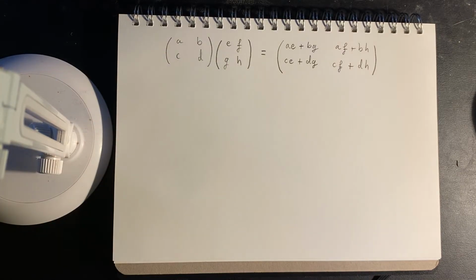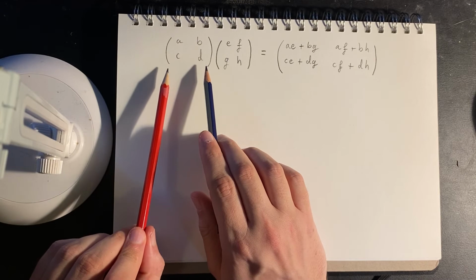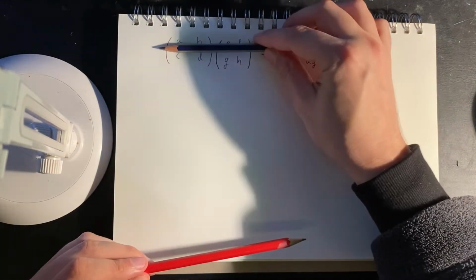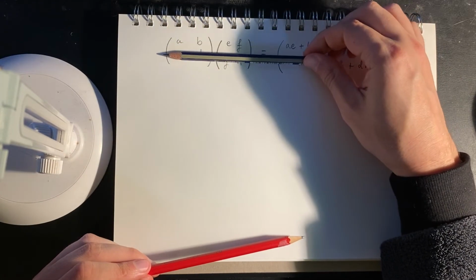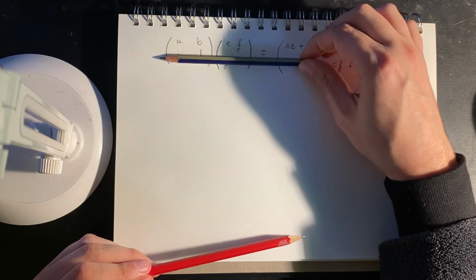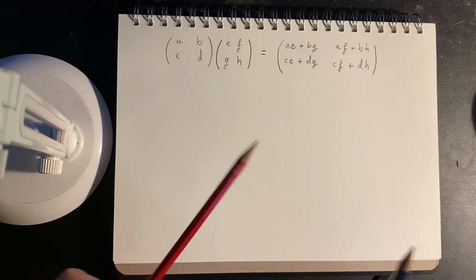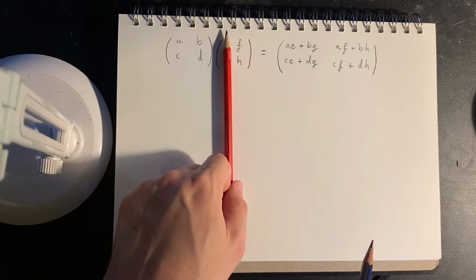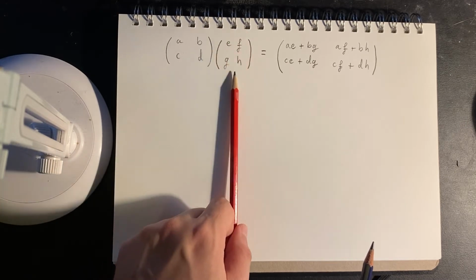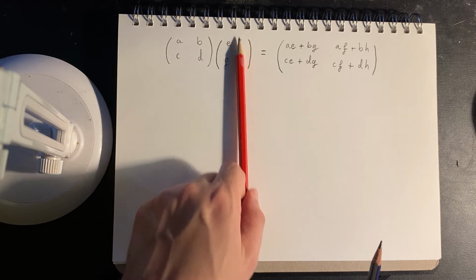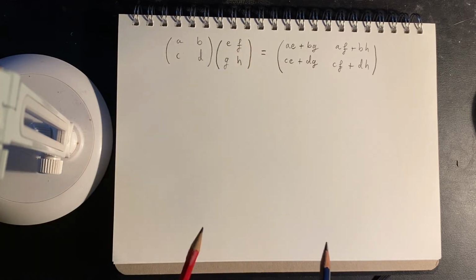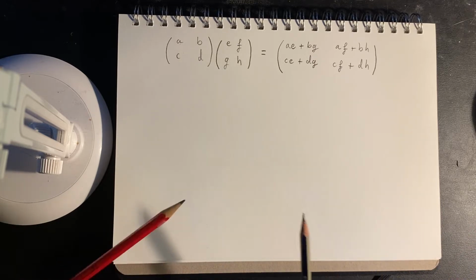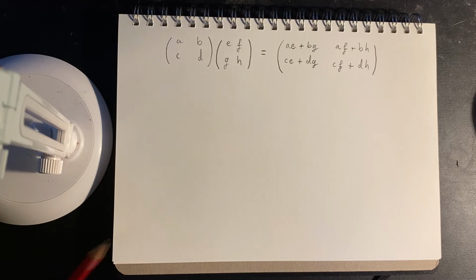So matrices have rows and columns. Each of these going across is a row. So AB is the first row, CD is the second row. And then each of these going up and down vertically is a column. So EG is the first column of this second matrix. FH is the second column of the second matrix. So the other way to think about this is to think that the rows are acting with the columns.